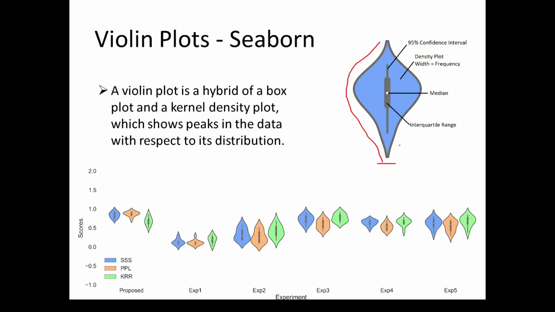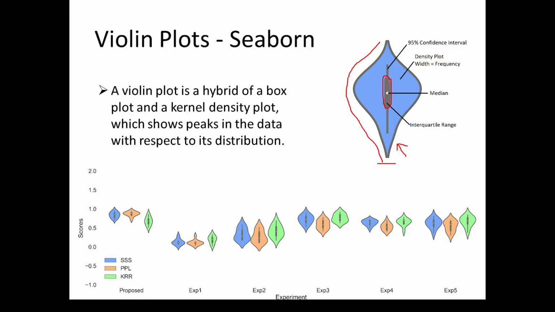Looking at this image, we can see that the violin plot is composed of a box plot. If you remember, in a box plot, this thin line represents the 95% confidence interval, the center dot line represents the median, and the body of the box plot represents the interquartile range, which means that 50% of the data reside in this area.